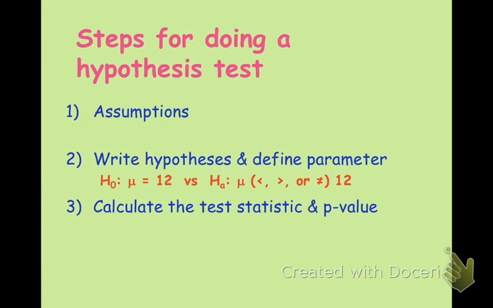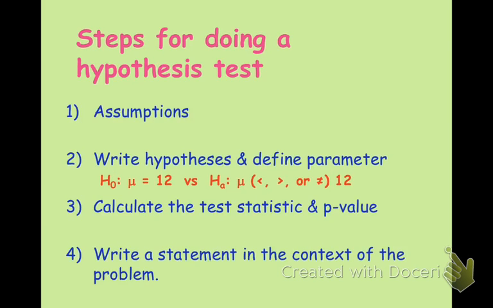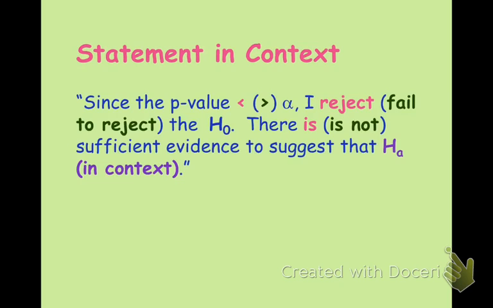Last but not least, the heart of what we do in stats is explaining what we're getting in the context of the problem. So the fourth step for doing a hypothesis test is going to be writing our statement in context. Let's review what that statement looks like. This is where we make our decision. Since the p-value is less than alpha, I reject the null. That means there is sufficient evidence to suggest the alternative in context. Or, since the p-value is greater than alpha, I would fail to reject the null. That means there is not enough evidence to suggest that the alternative is true.